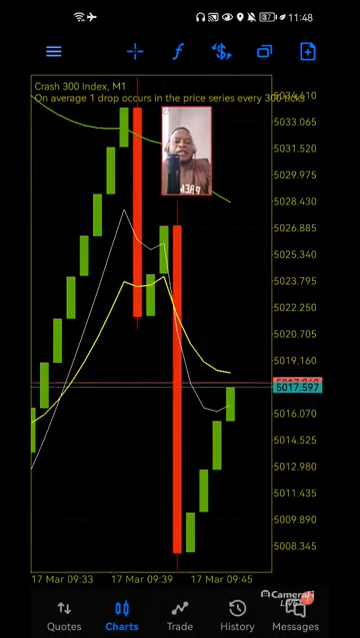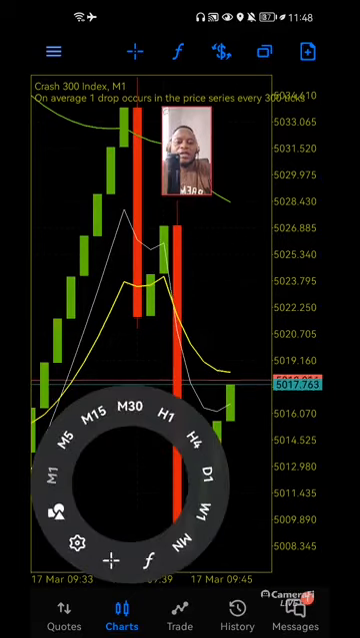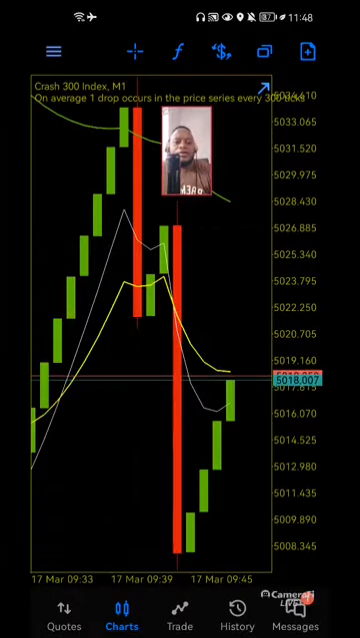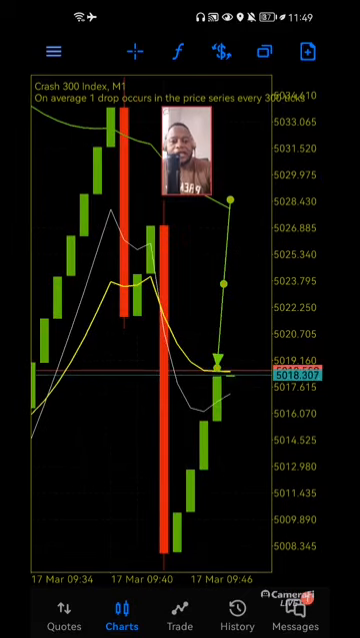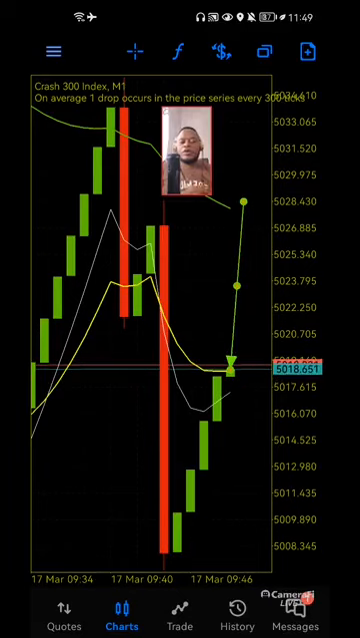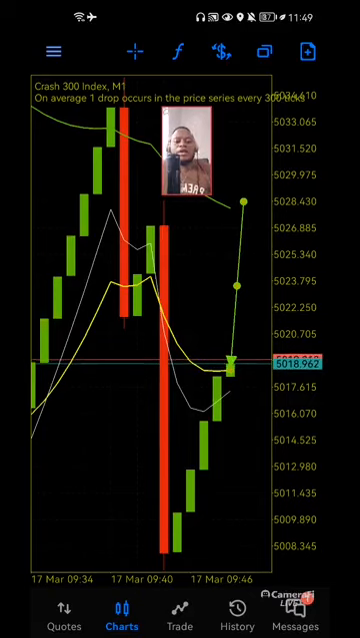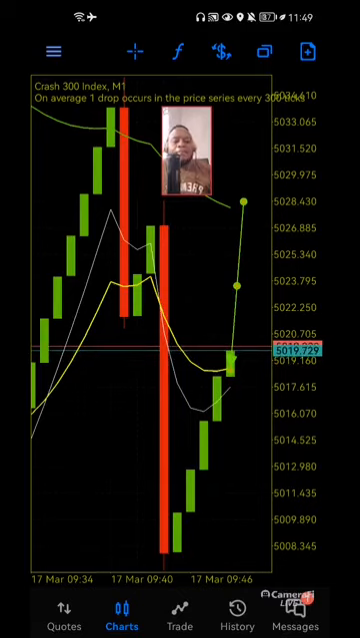All right, Crash 300, you are back and then you are at the yellow line. Come on, let's do this. Crash 300, place a sell. Sell Crash 300, because we just arrived at the yellow line. So sell Crash 300 and then follow the rules. Don't use a big lot when your account is small. That's my advice. But otherwise, let's eat the money.